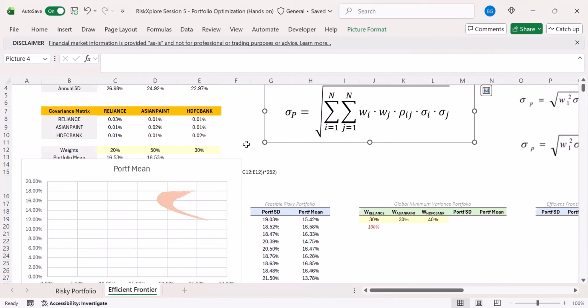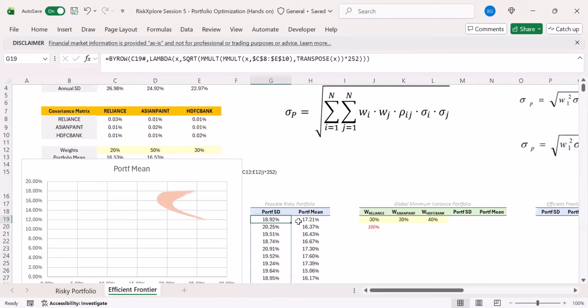If you see in the textbooks as well, this is the kind of diagram you will see for all the possible portfolios that we can create, and this is how you create it. If you press the F9 key, you can see that this is changing. So this is one part. These are all the possible portfolios that we can create.